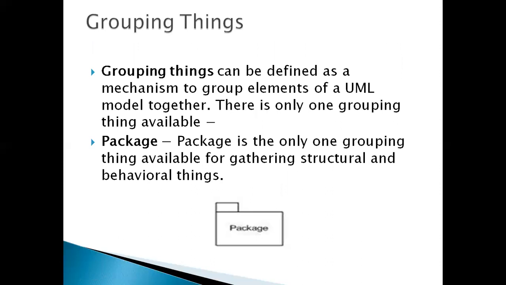Grouping things. Grouping things can be defined as a mechanism to group elements of a UML model together. There is only one grouping thing available, which is packages. Packages is the only grouping thing available for gathering structural and behavioral things. So this is the symbol for packages.